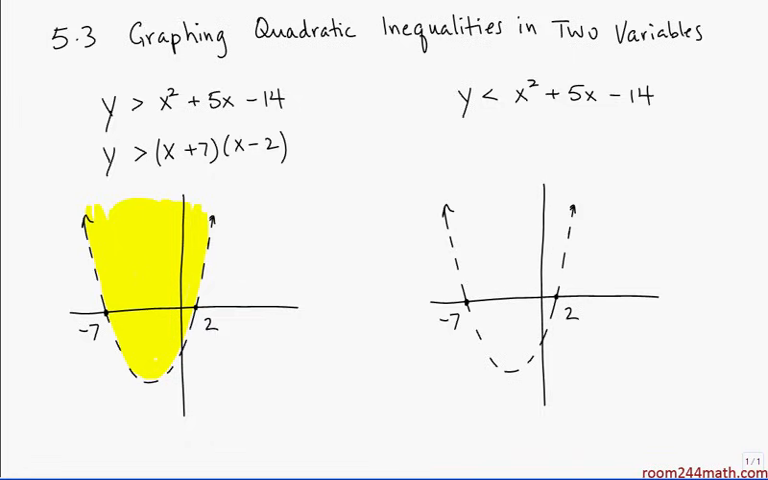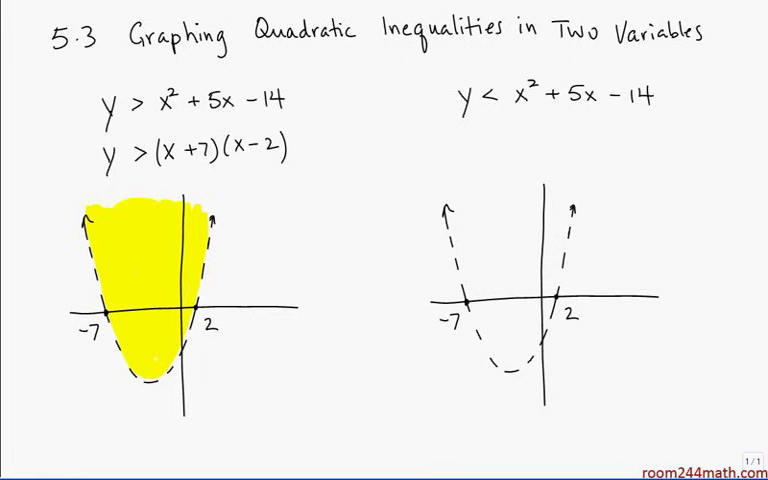And just like before, you can always pick points to test. The origin is the easiest point to test. The only reason you wouldn't pick the origin is if it passed through the origin, and this one clearly doesn't. So go back up to the original inequality, and plug in the origin, 0, 0. On the left you get 0, on the right you get 0 plus 0 minus 14. And since that's a true statement, 0 is greater than negative 14, we want the origin to be part of the solution and everything in that region.